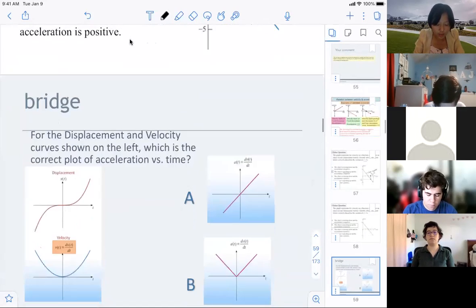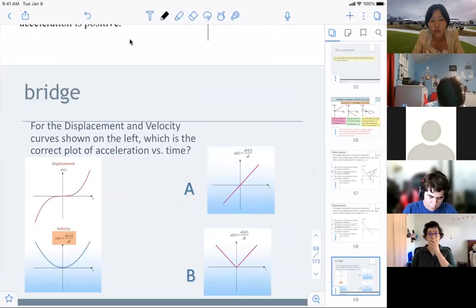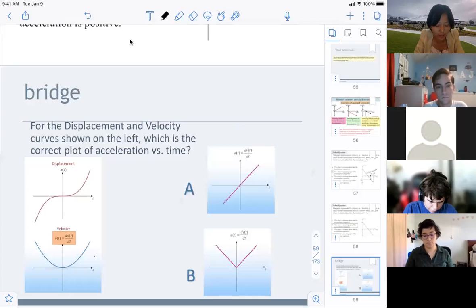Let's look at another question. This is a bridge question you have answered. From a position time graph, we can get velocity. From a velocity time graph, we can get an acceleration graph. So let's see, this VT graph and XT graph is given. We have to choose the correct graph for acceleration over time. So which one of these do you think is correct? And how do we know?